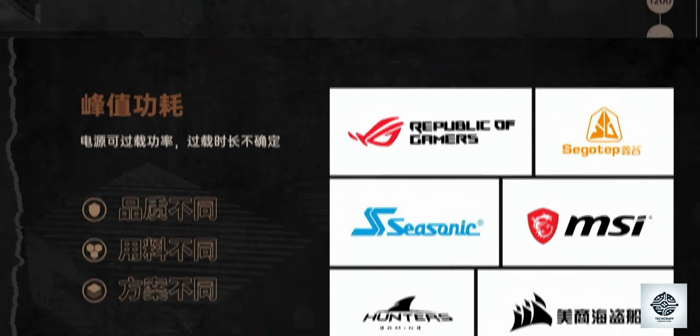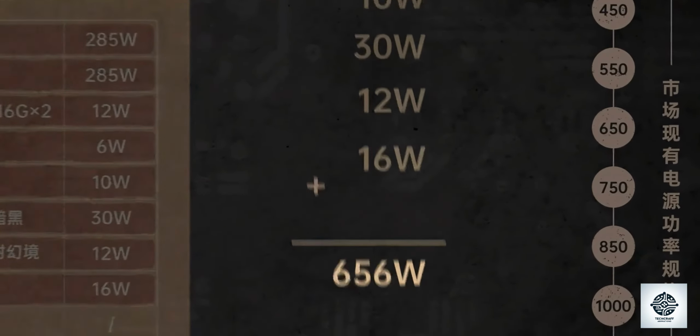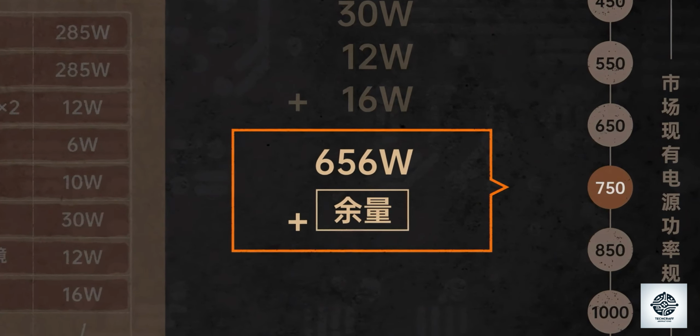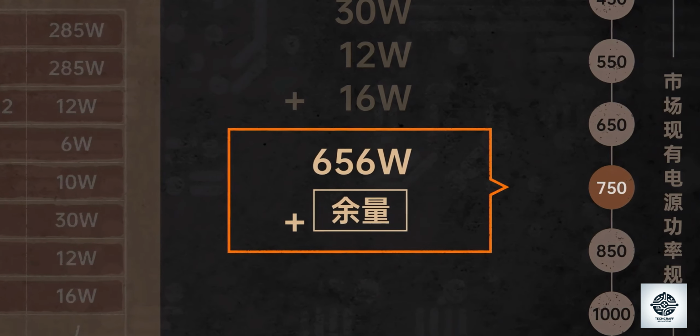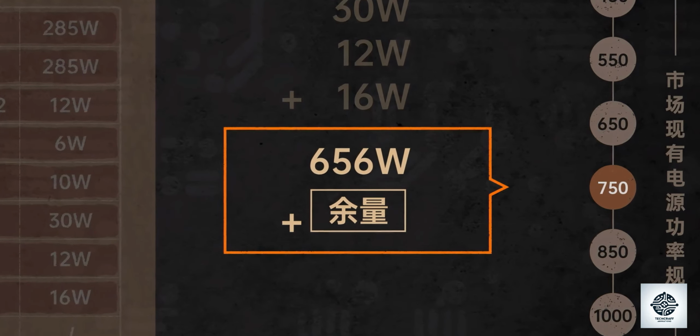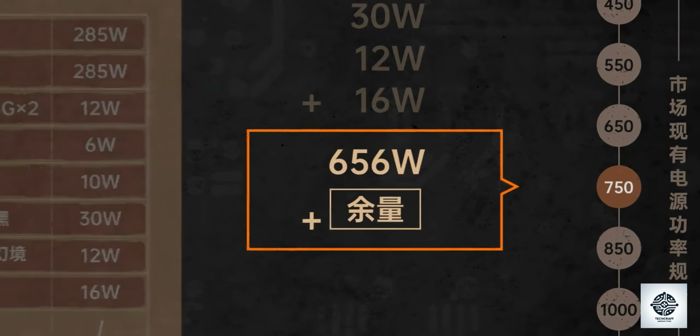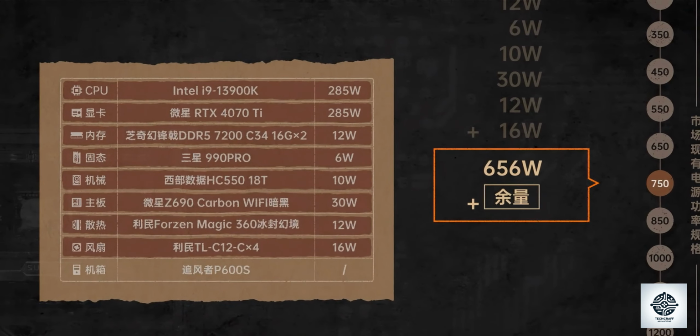Therefore, when choosing a power supply, you should leave some power headroom. This not only prevents the power supply from running at high load continuously, but also helps the system handle unexpected power spikes. To sum up, with a configuration that includes the 13900K and 4070 Titan, my personal recommendation is to use a 750 watt or 850 watt power supply.